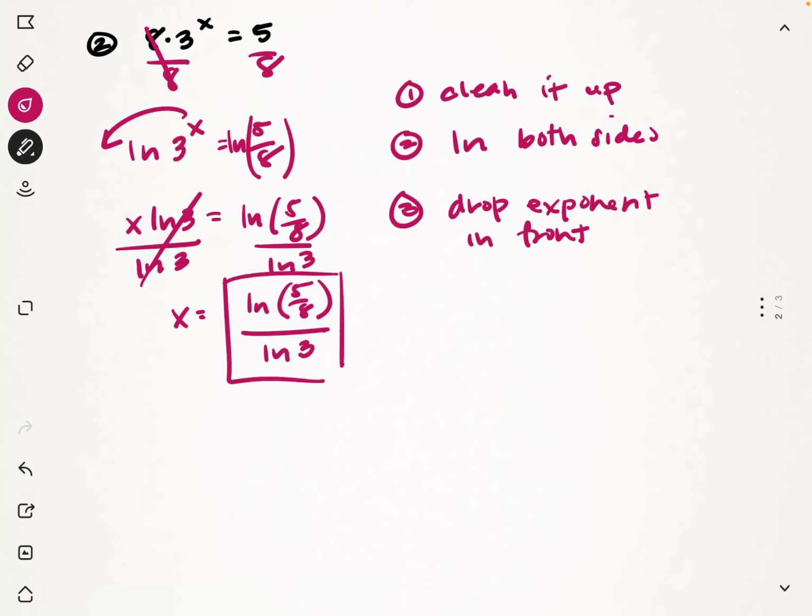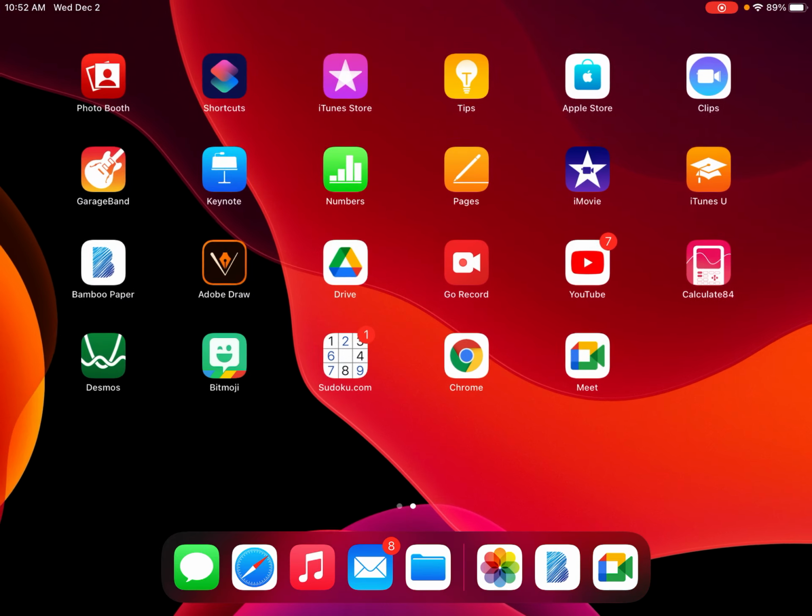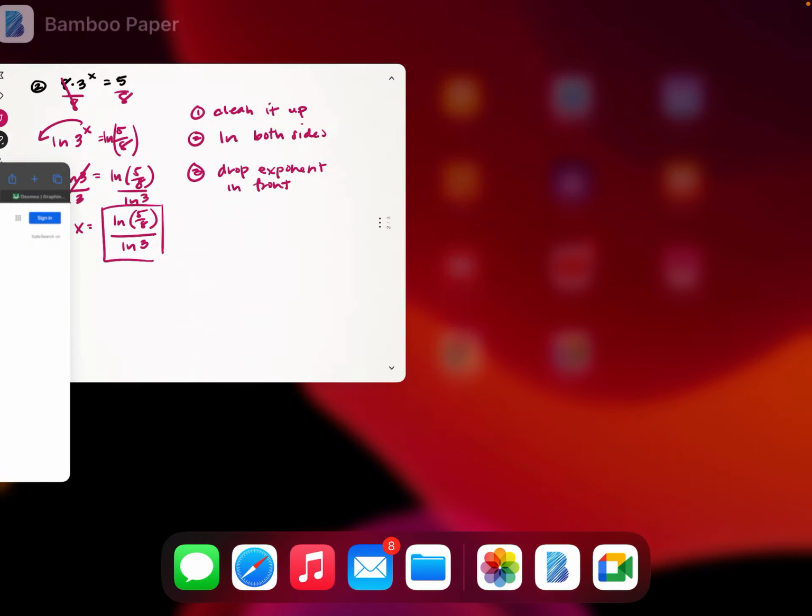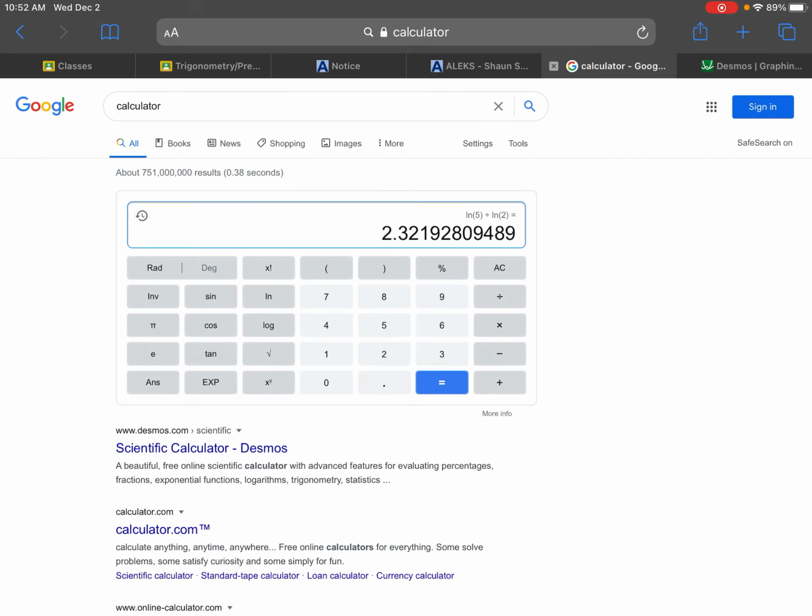But those of you who like to do calculations to get an idea of what value this is, I'm going to do ln 5 divided by 8, close the parentheses, divided by ln 3. It's approximately negative 0.428.